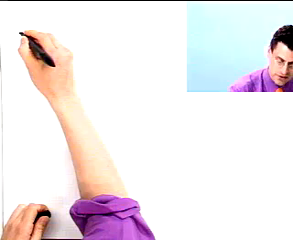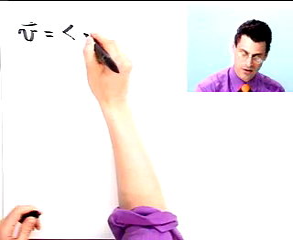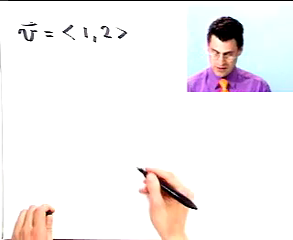Okay, so let's see how we can actually take a look at vectors and start to manipulate them in some way. All right, so first up, let me just start with a simple example. Suppose I have a vector v, and that equals, let's just say, 1, 2. Okay, so graphically, what does that look like?